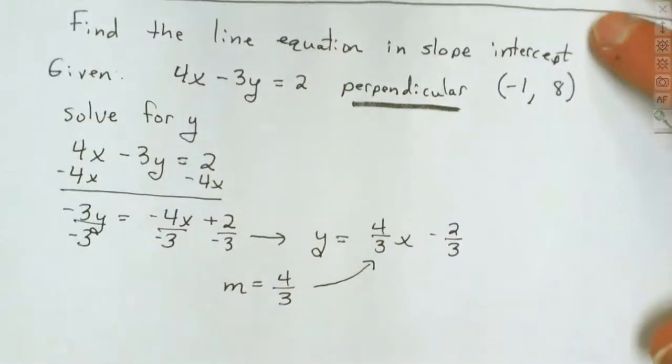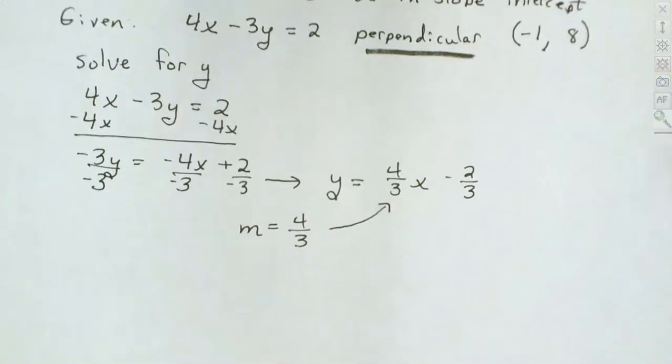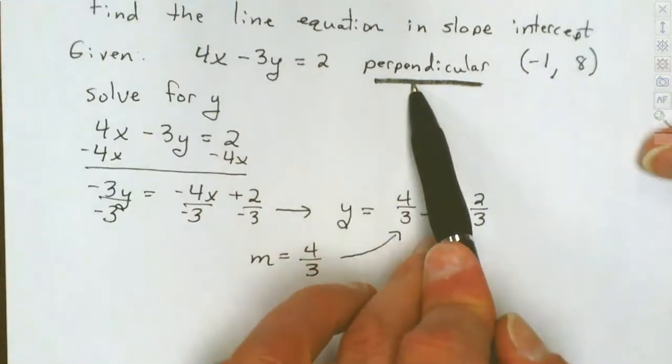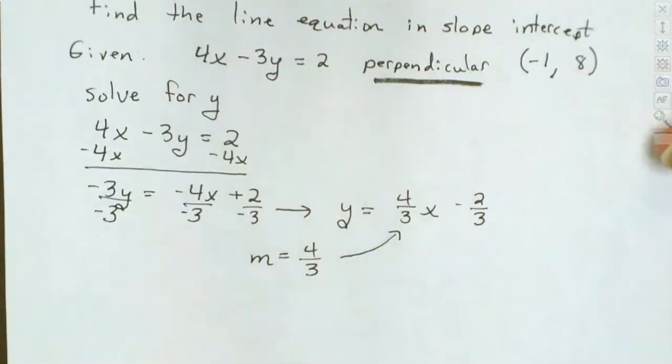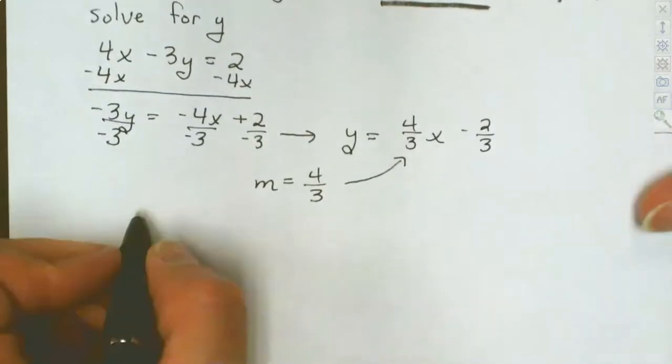But is that the slope we're going to be using? No. Why not? Because what does it say? Perpendicular. Okay, so we found our slope, but we're not going to be using that. We want the perpendicular slope.